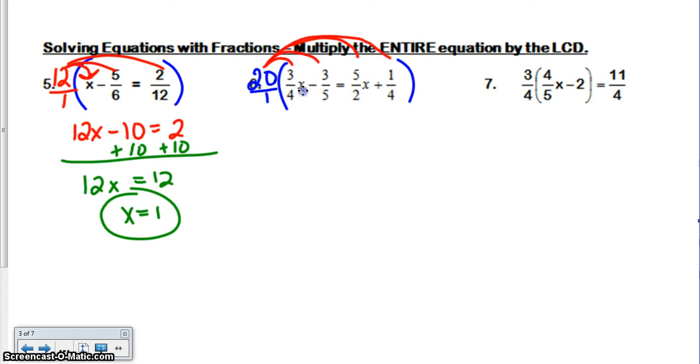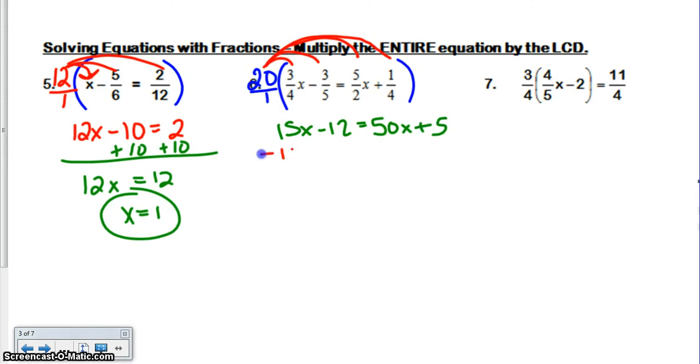So 20 times 3/4. So 20 divided by 4 is 5. 5 times 3x is 15x. 20 times 3/5, let's see, 20 divided by 5 is a 4. 4 times the 3 is a 12. 20 times 5 halves x. 20 divided by 2 is a 10. Times 5x is 50x. And then 20 times 1/4, 20 divided by 4 is 5. So now I have a much simpler equation that I can solve.